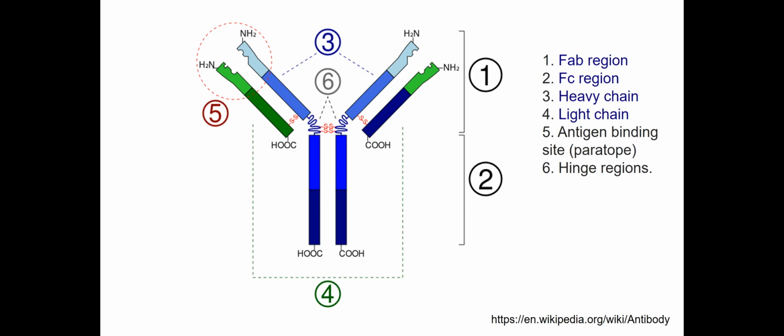Now, let's look at this part: half of this heavy chain and half of the light chain. This part is called Fab, fragment antigen binding. This half is called Fc. What can C be? Fragment.